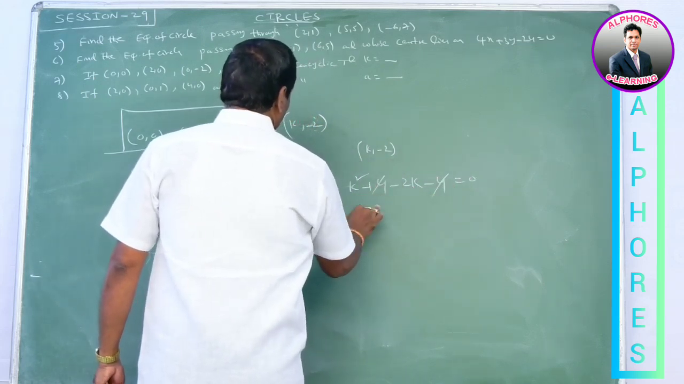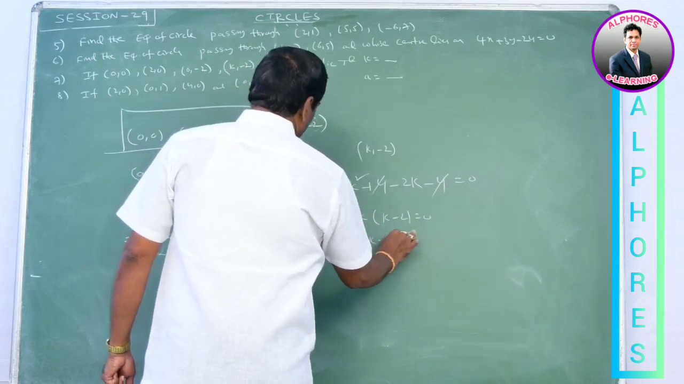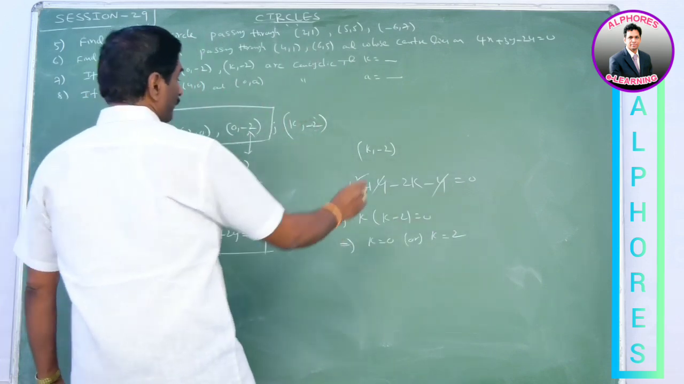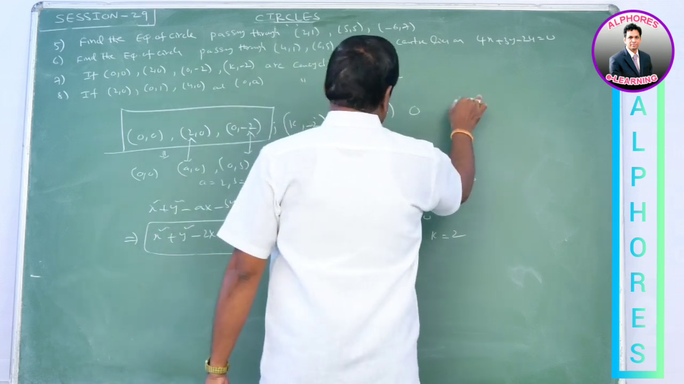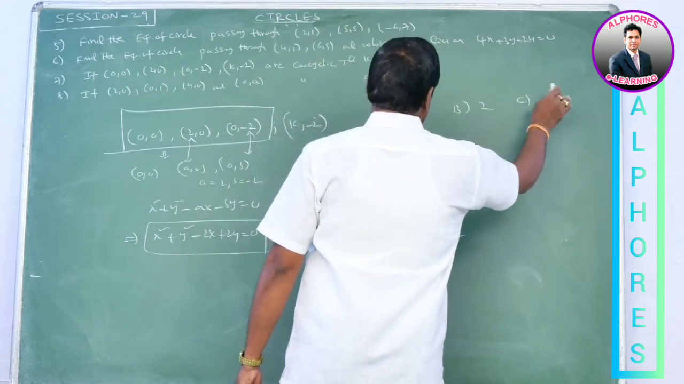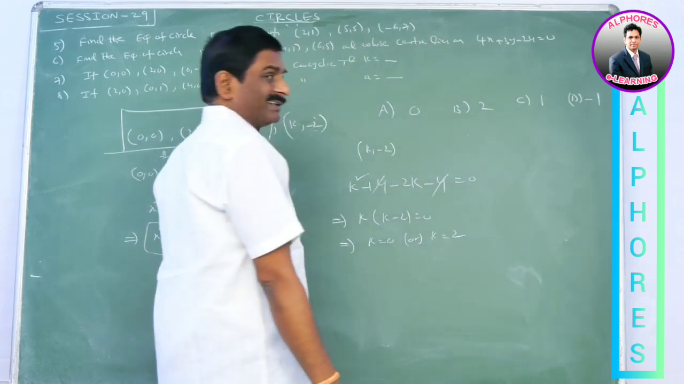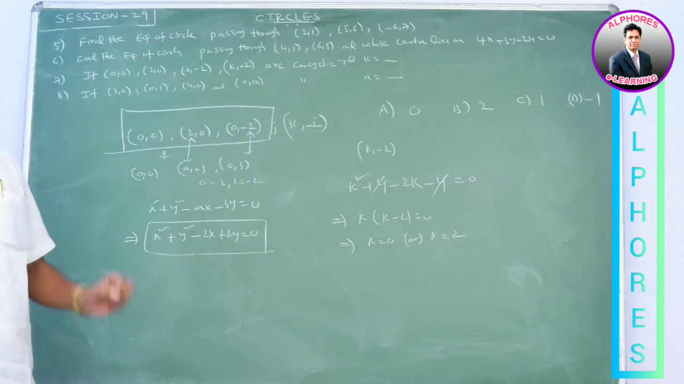4 cancel. k is the common term. k into k minus 2 is equal to 0. k is equal to 0 or k is equal to 2. But options are in this way. First option k value 0. Second option k value 2. Third option k value 1. Fourth option k value minus 1. It is a single correct answer, not a multiple. What is the value of k?